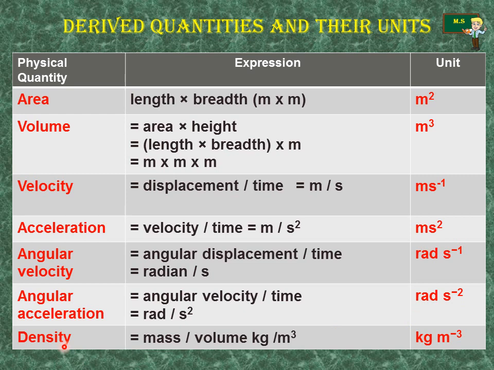Then density. Actually, the density has mass and volume, mass per volume. So we put kg for mass and m cube for volume. Okay. So kg m minus 3.